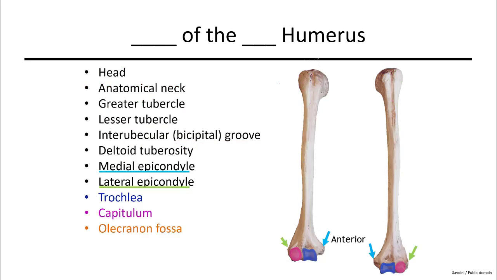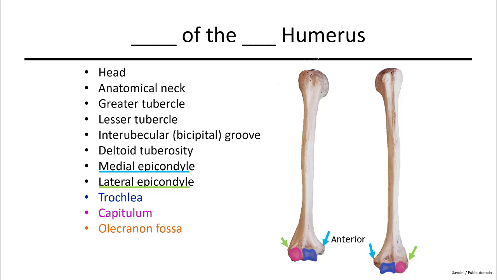Now let's look distally. We have both the medial and lateral epicondyles. Epicondyle means these ridges above a lower rounded surface. So the green arrow indicates the lateral epicondyle, and then we see a much more prominent medial epicondyle that you can feel yourself on your own arm. If you run your thumb down the medial side of your upper arm, the widest portion, you can feel that medial epicondyle.